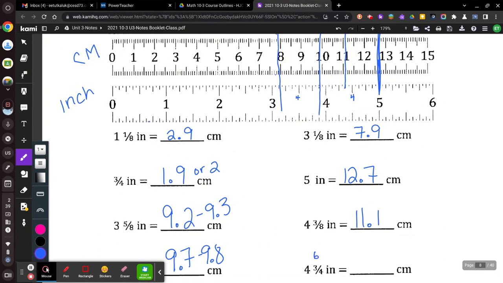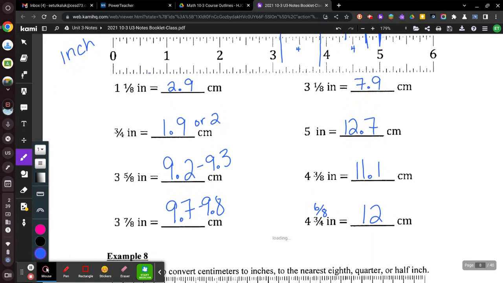Oh, 3 over 8 and 3 out of 4. 3 out of 4 is 6 out of 8. So I'm looking for the 6 out of 8. Here's 6 out of 8. That's going to give me an exact 12. Okay, because 3 out of 4 is 6 out of 8. Remember, the rulers are divided into 8 pieces.